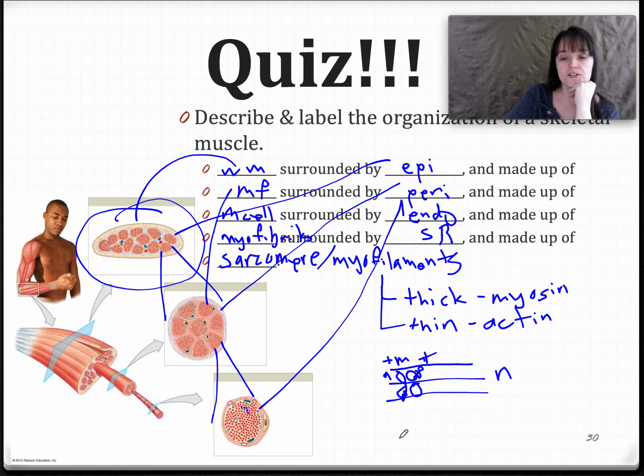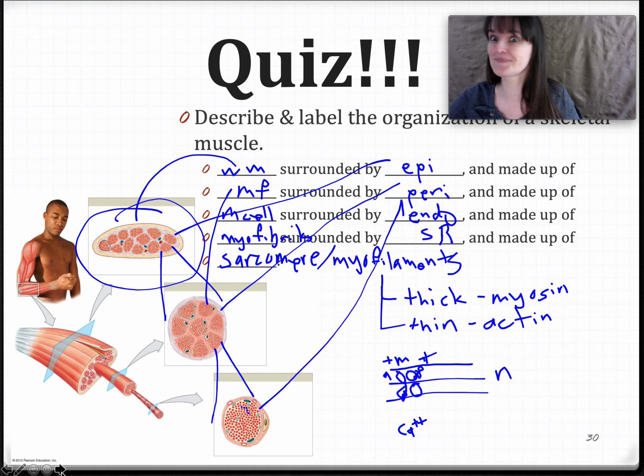And what changes the shape of the troponin to pull the tropomyosin off of the active sites on actin? Calcium. And it takes 2 calcium per troponin to move the tropomyosin off of the active sites on actin. Sometimes I say things and then just wait a minute so that it can sink in. It's a lot to process.